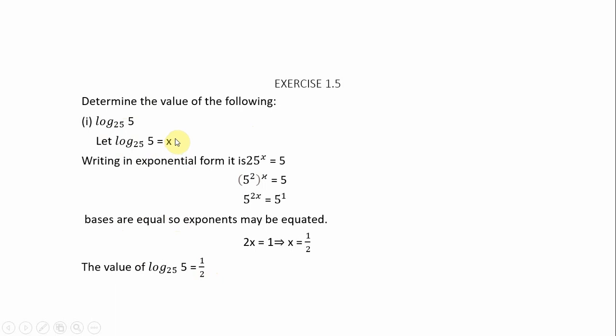Whatever is given, you will assume that as x and write it in exponential form. Then make the bases equal. After equating them, equate the exponents, then you are going to get the answer. Now, based on the same process, I will explain the remaining sums. First keep a textbook beside you and follow me on this sum. Take this as your first sum as an example.